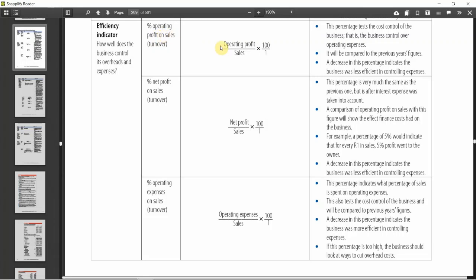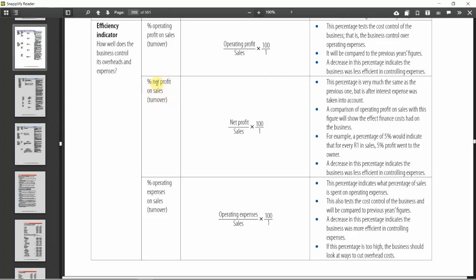Again, basically, we do exactly what each of these indicators tell us. Operating profit on sales. So sales is at the bottom, the operating profit is at the top. We want the percentage, so we have to multiply by 100 over 1. So usually we compare this against previous year's figures. This is about to what extent the business is in control of their operating expenses. So a decrease from one year to another is obviously not desirable. We would prefer an increase.